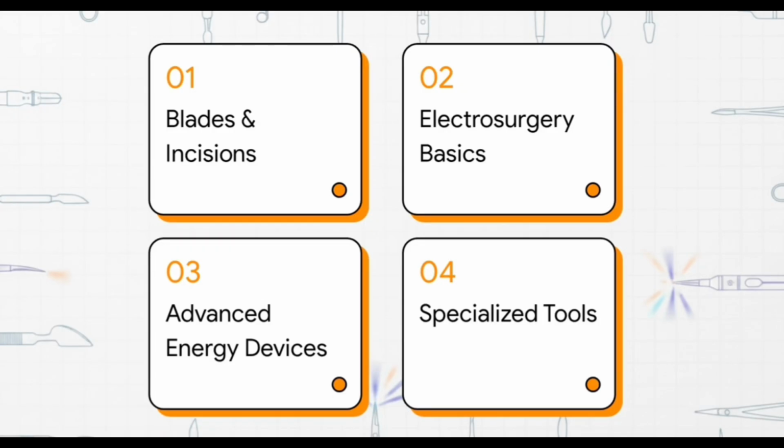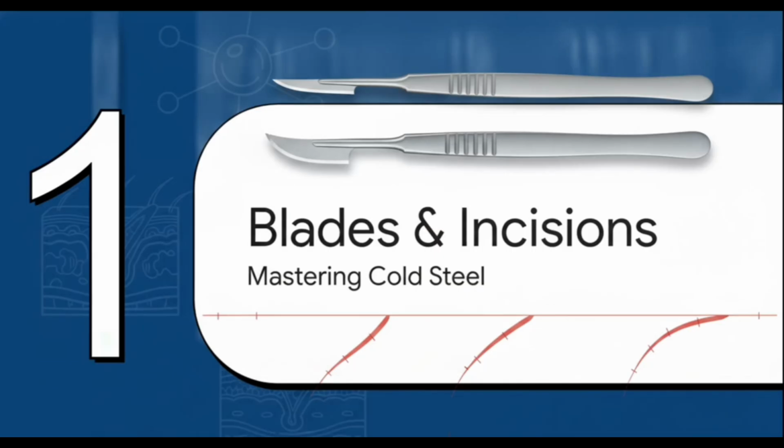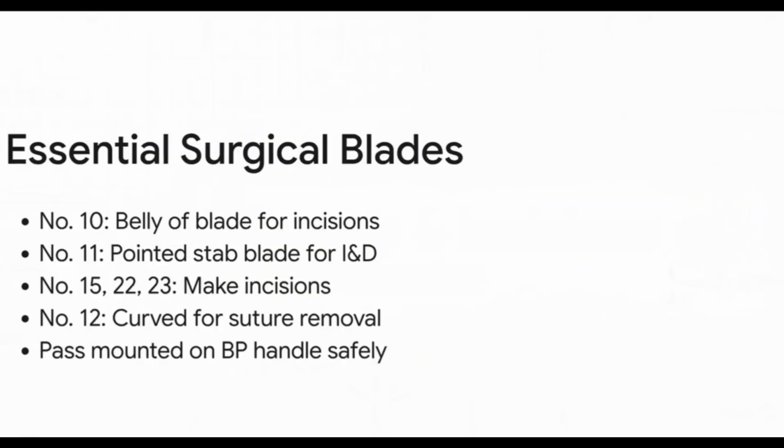We've got 4 main modules. Number 1, surgical blades and incisions. 2, basics of electrosurgery. 3, advanced energy devices. And finally, module 4, specialized surgical tools. Module 1, surgical blades and incisions. Let's master cold steel. Right, so here are your essential surgical blades.